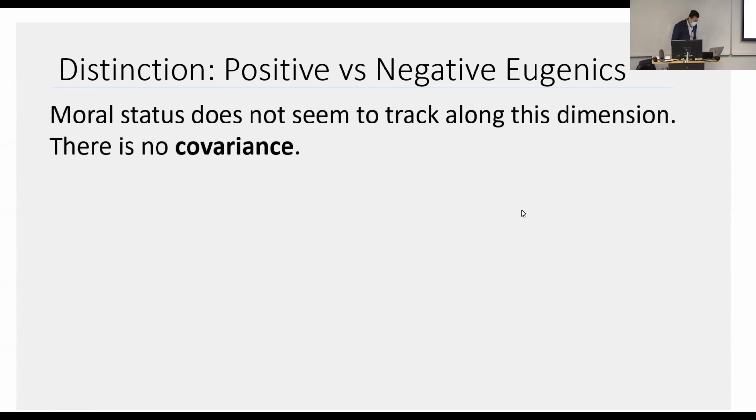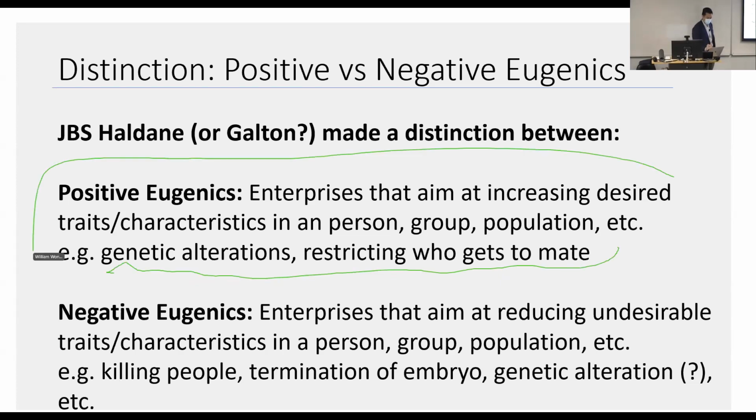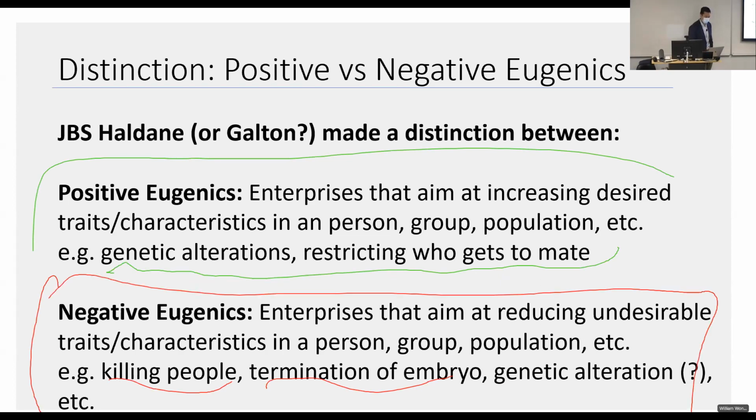Okay, so we have this distinction, and you might be tempted to think, okay, positive eugenics is okay. You might be tempted to think, okay, positive eugenics is okay. Look at the examples. But then you see here killing people, termination of embryo. You might think that this is bad. This is morally not okay. You might be tempted to think that.